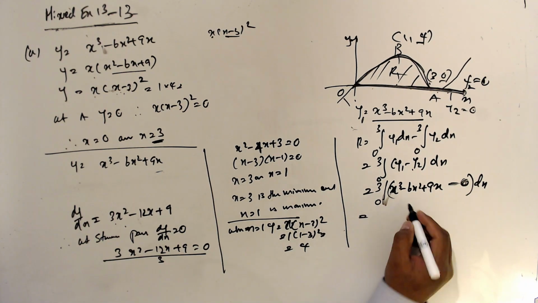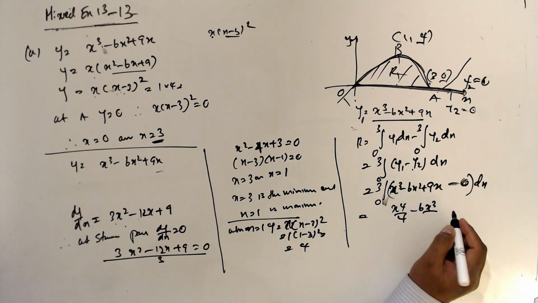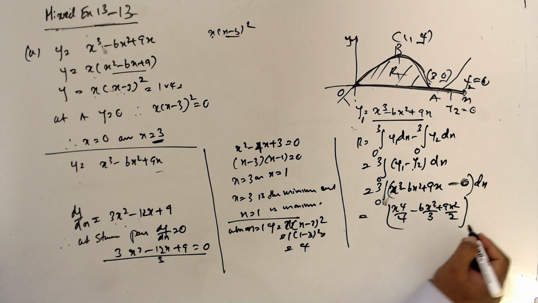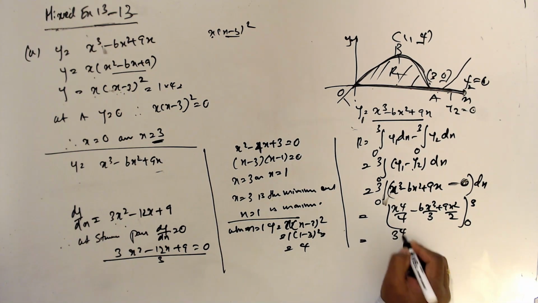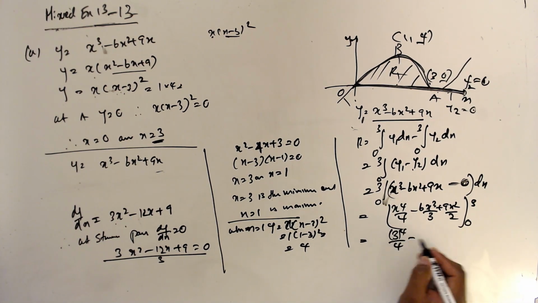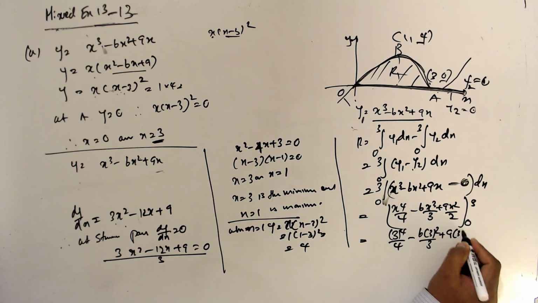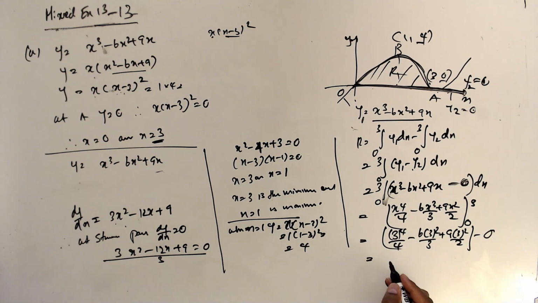So this is going to be x to the 4 over 4 minus 6x cubed over 3 plus 9x squared over 2, from 0 to 3. Then this is going to be 3 to the 4 over 4 minus 6 times 3 cubed over 3 plus 9 times 3 squared over 2 minus the other side, which is 0. So your answer should be 6 3 over 4.